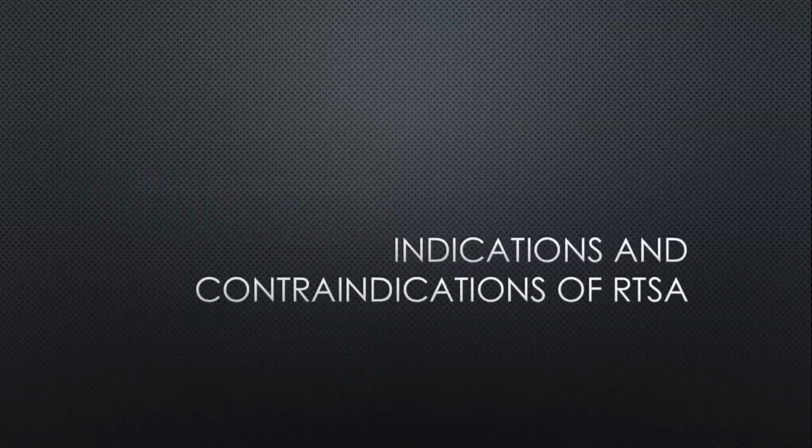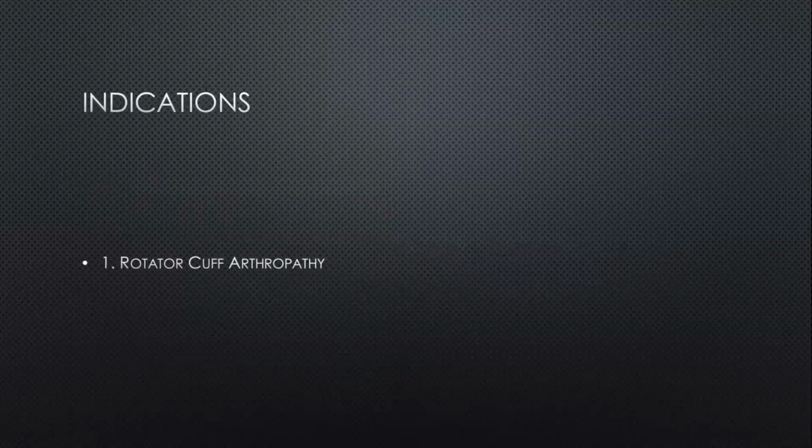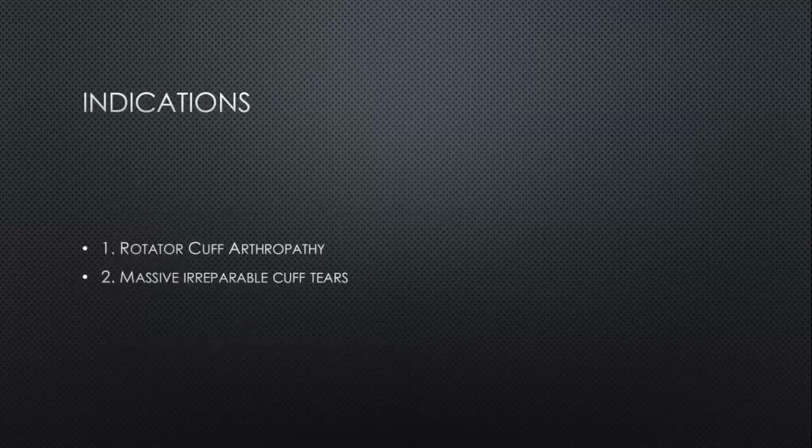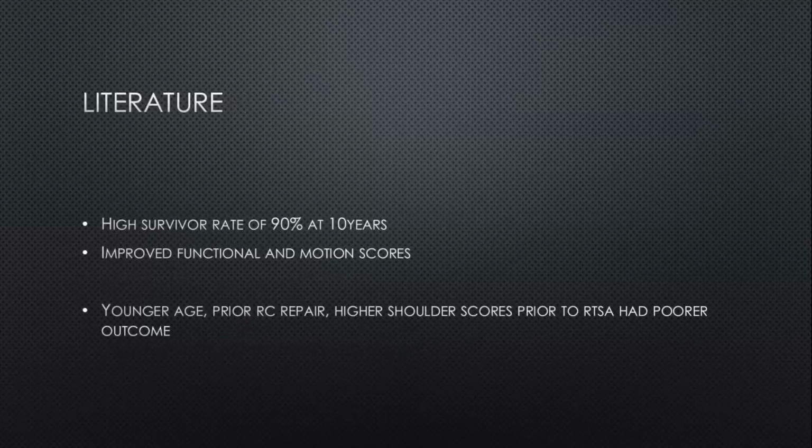Indications and contraindications. Rotator cuff arthropathy is the main indication, which is unable to be managed with ATSA because of the non-functional rotator cuff. It has improved range of motion, forward flexion and abduction, and has got a 10-year survival of about 95%, and the complication rate remains slightly on the higher side at 17.5, but is comparatively better than the ATSA and hemi. Second indication is massive irreparable cuff tears. As I mentioned previously, a cuff is mandatorily required for ATSA. If it is not available or if it is not functioning properly, ATSA is out of the question.